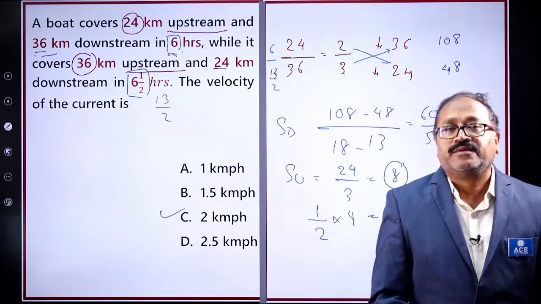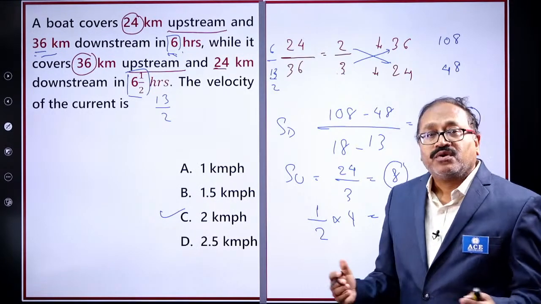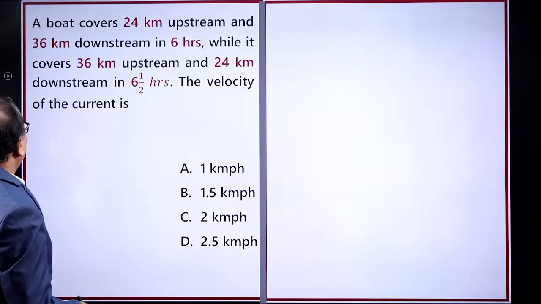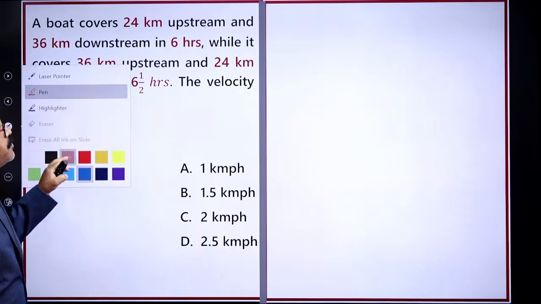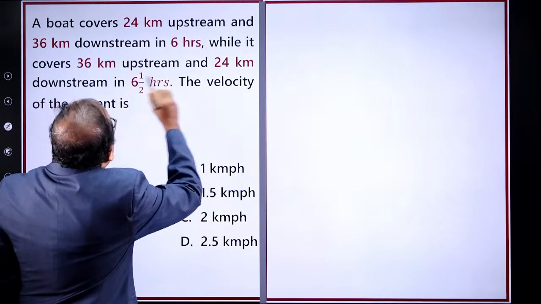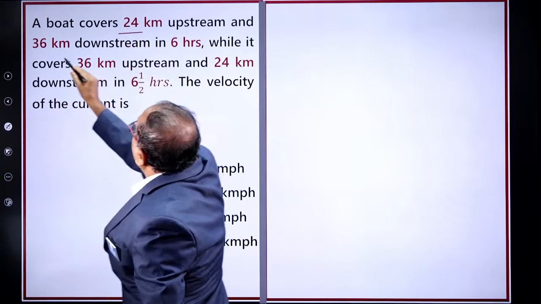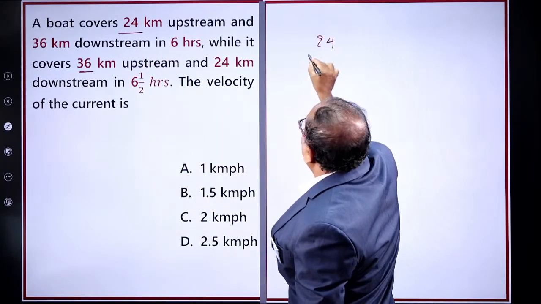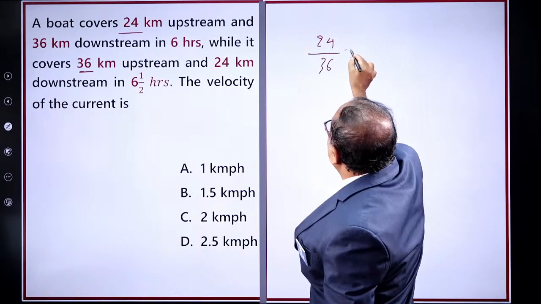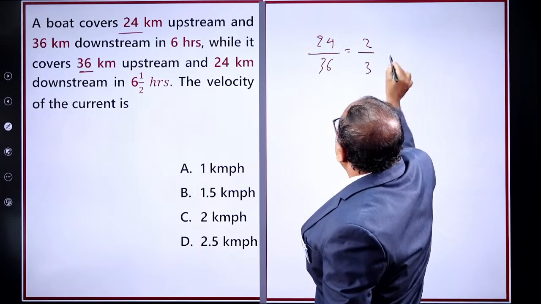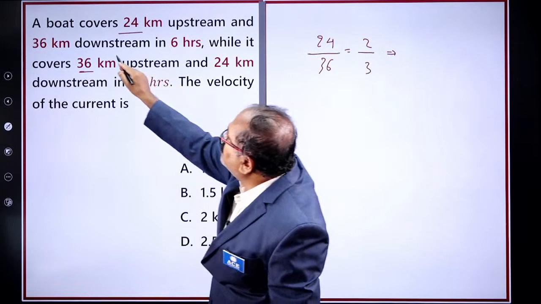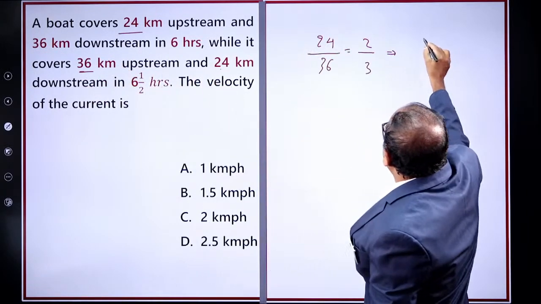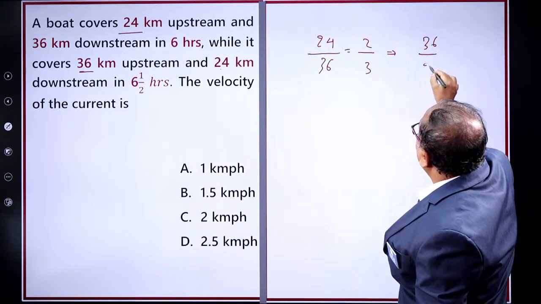If you give me permission, I will once again explain what this is all about. Erasing it, because learn it, it's a very important question and people spend a lot of time to answer this question. Now here there's 24 km upstream and here 36 km. So this 24 by 36 gives the ratio of 2:3. And what is the downstream distance covered? 36, and here the upstream is 24.